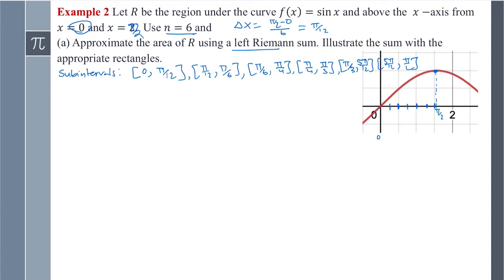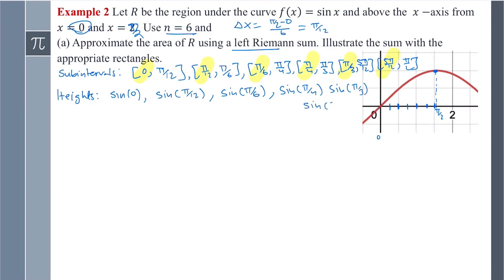Now first we are going to use the left Riemann sum. So the heights are, we are going to evaluate the height at 0, pi over 12, pi over 6, pi over 4, pi over 3, and 5 pi over 12. We are going to use the left hand point to find the height. So the heights are sine of 0, sine of pi over 12, sine of pi over 6, sine of pi over 4, sine of pi over 3, and then sine of 5 pi over 12. So those are the heights, okay?